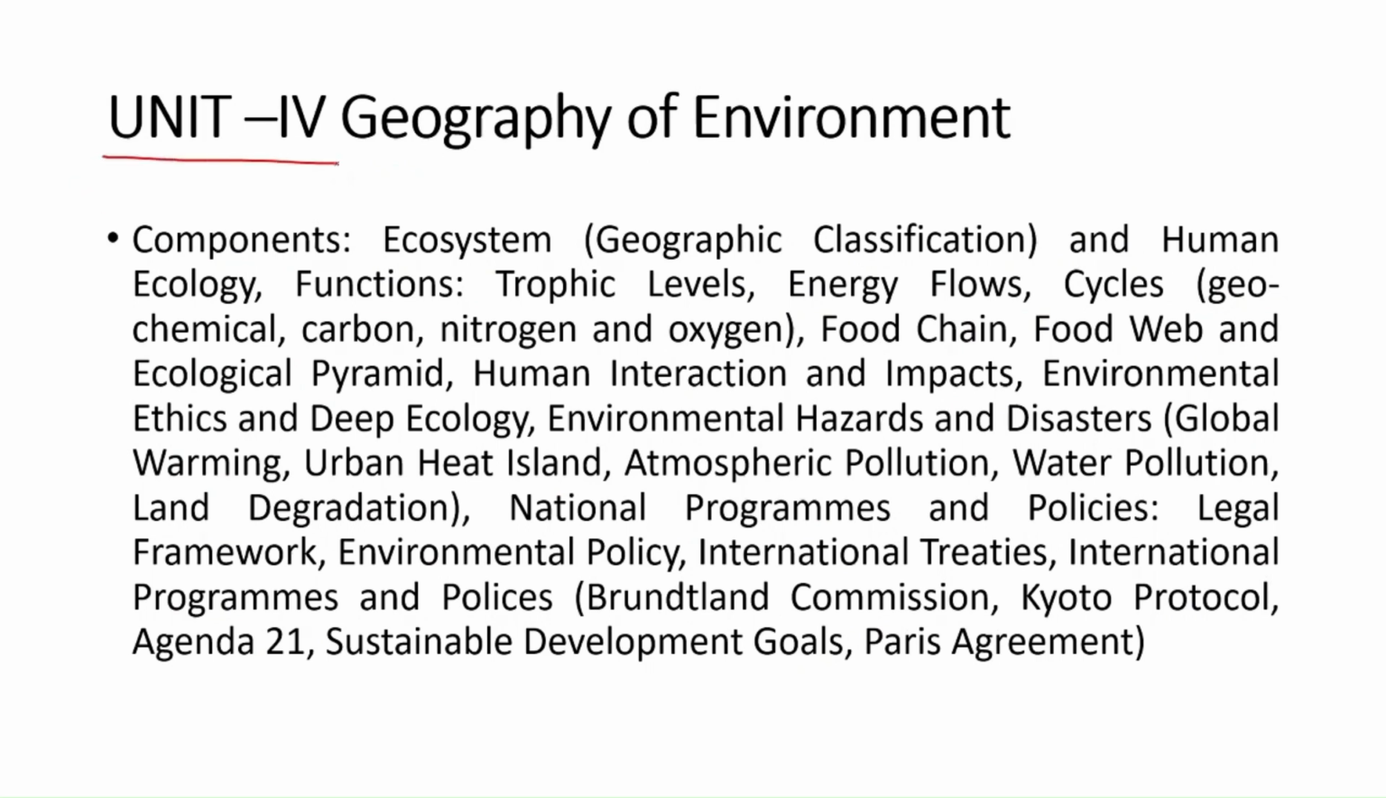And in Unit 4, Geography of Environment. The geography of environment encompasses interactions between ecosystem and human activities. This includes the components of ecosystems, such as geographic classifications and human ecology. It covers the functions within ecosystems like trophic levels, energy flows, and crucial cycles such as the carbon, nitrogen, and oxygen cycles. Concepts like food chain, food webs, and ecological pyramids.